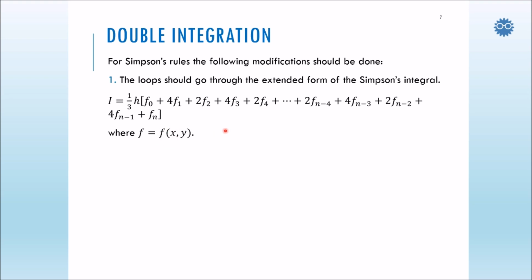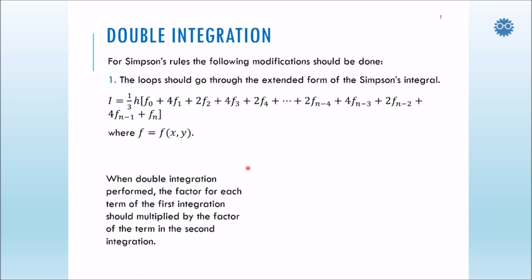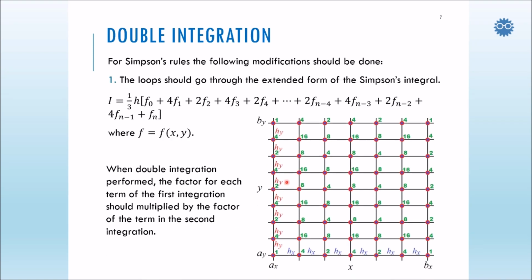So actually, it's very difficult to create an equation form that can express the idea. But graphically, we can do it in a simpler way. So here, let's see this grid. This represents the method of computation of the factors which are multiplied by the value of the function at each integration point in order to perform the Simpson double integration.